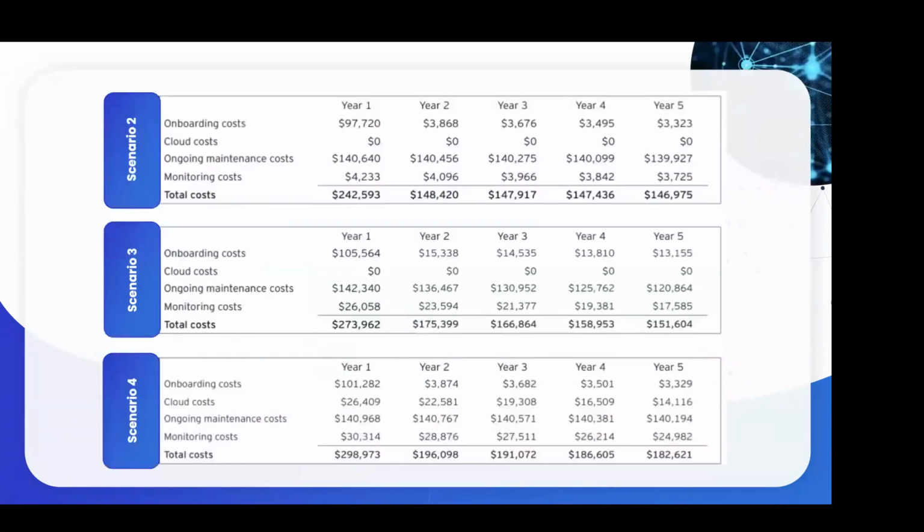Now let's look at scenarios 2, 3, and 4 at the same time. Just look at them all together, because now we are comfortable reading these points of onboarding, cloud, ongoing maintenance. We know what it means and how it changes over the years, and what we can actually optimize and where. So scenarios 2, 3, and 4. Onboarding cost is pretty much the same in 3 and 4. 2 is slightly less.